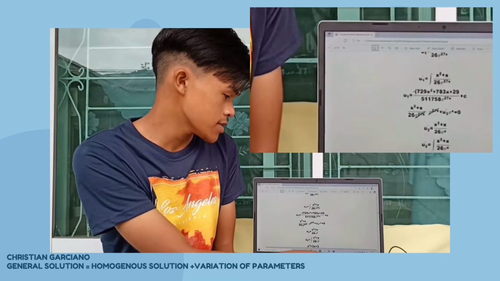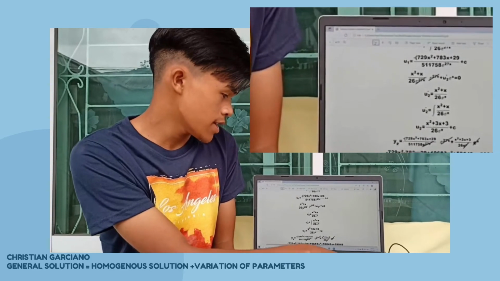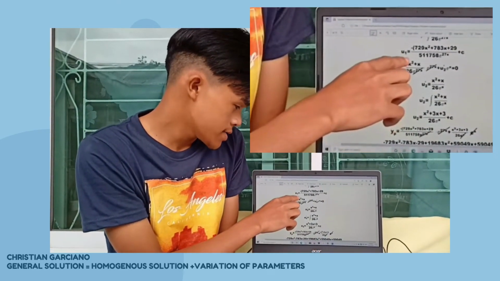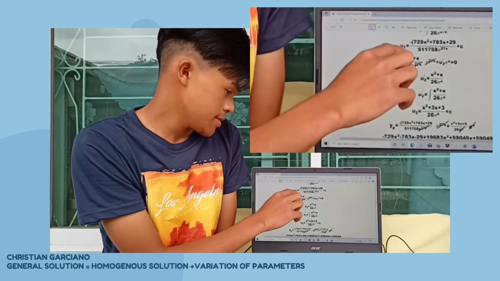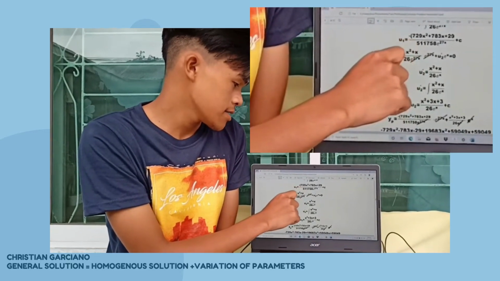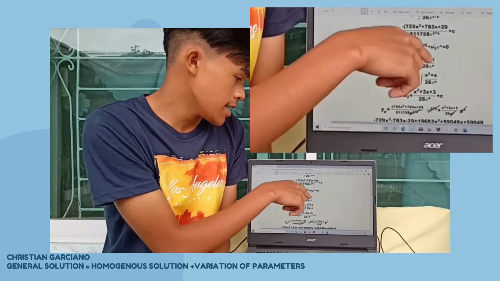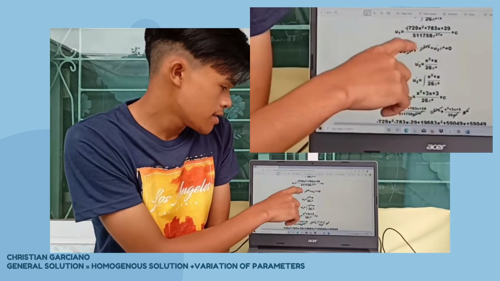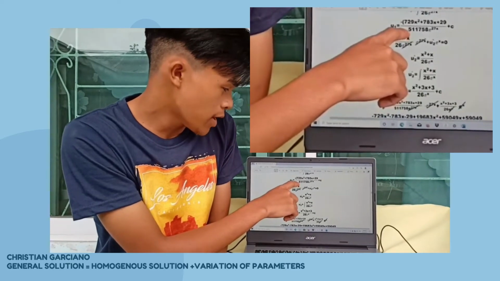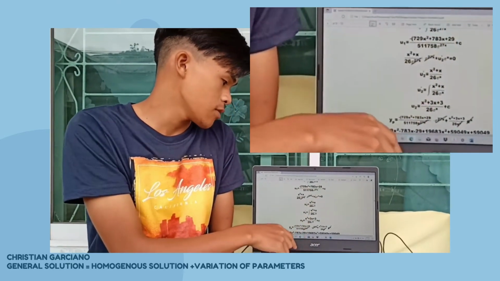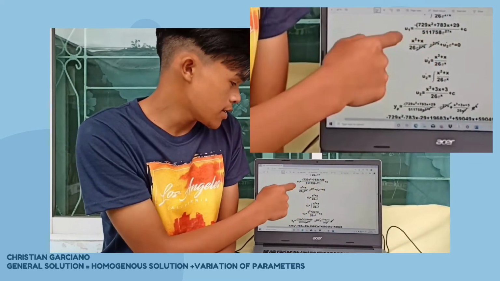After this, we use the integral, so the answer is u1 equals negative 79x squared plus 783x plus 29 over 111758 e^27x plus c. So this is our u1.